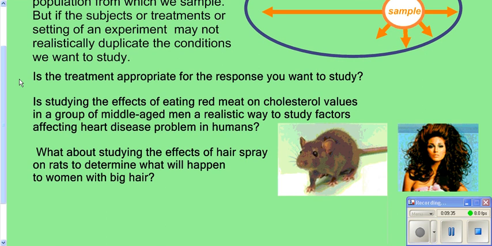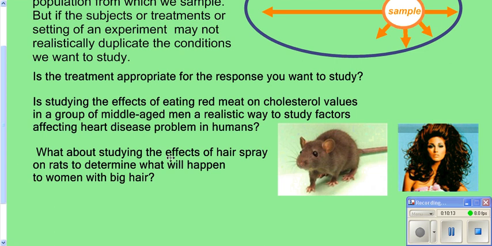Now, consider this. Would looking at eating red meat and the cholesterol levels of middle-aged men really be a realistic way to study the cholesterol levels of heart disease or the effects of heart disease among all human beings? No, because middle-aged men is really only a small specific subgroup of the overall population. You would want to consider older men, younger men, and also middle-aged women, older women, and younger women.